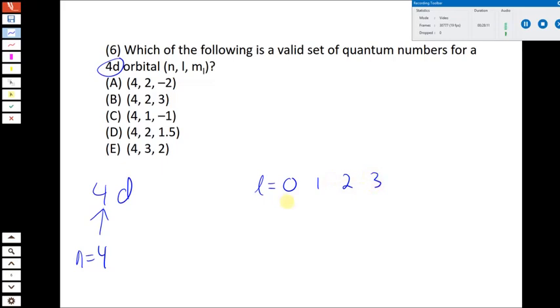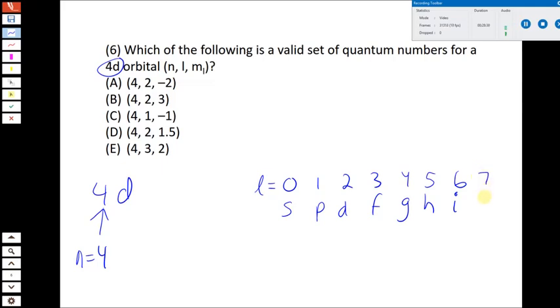The most common being 0, 1, 2, 3. So remember that L can start at 0 and goes up to a maximum of n minus 1. And that's going to be S, P, D, F. Beyond that, we don't see these as often because they don't occur in the ground states of real atoms. But we'd have 4, 5, 6 would be, they go alphabetical after that. So G, H, I. I think we skip L, but you wouldn't go really beyond that anyway, I don't think.